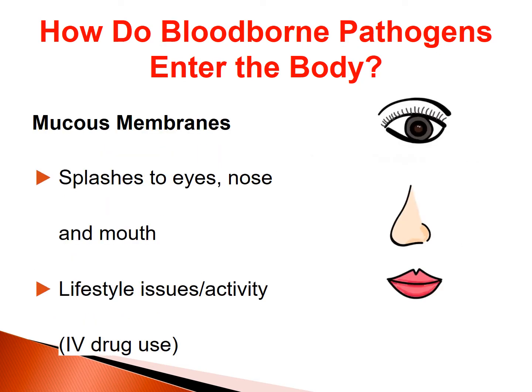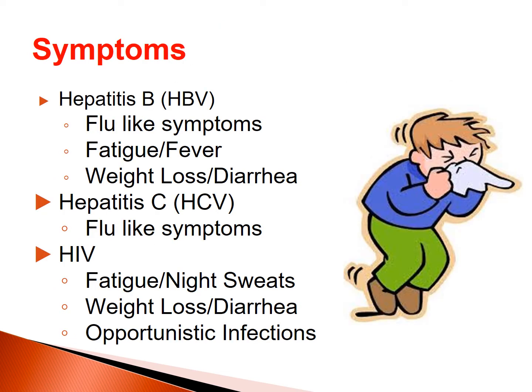The pathogens can also enter the body if they are splashed into a mucous membrane. So if you were to get some sort of bodily fluid splashed around your eyes, your nose, your mouth, those pathogens could potentially be absorbed through those membranes into your bloodstream. They also enter the body through various lifestyle activities, and the big one in that area is going to be IV drug use.